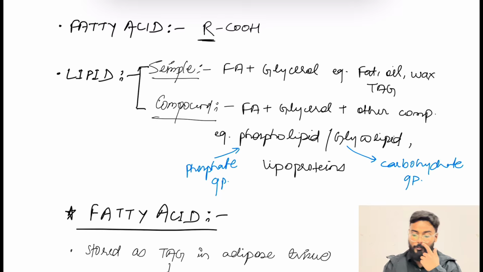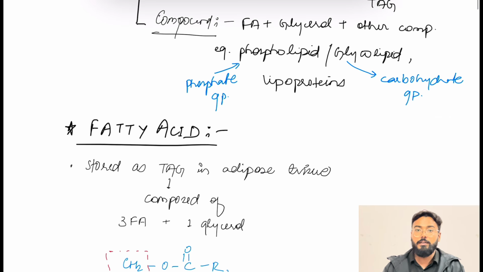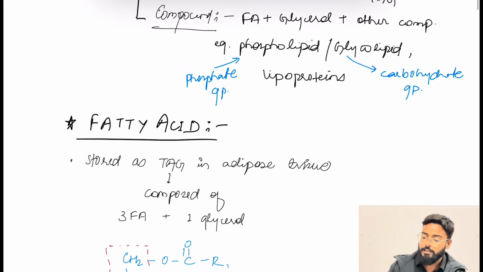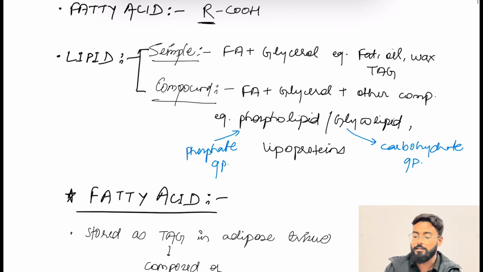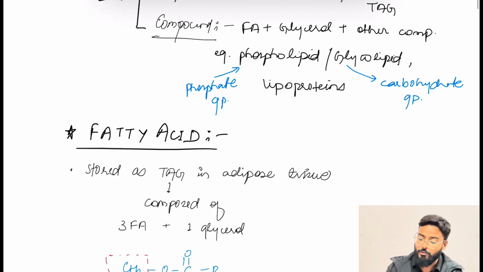And lipoproteins: when a protein is attached to any lipid, it is known as a lipoprotein. Lipids are transported in the blood, and they don't exist in free form, so you are always going to find them attached to a protein group. So they are going to form lipoproteins. That is an example of a compound lipid.